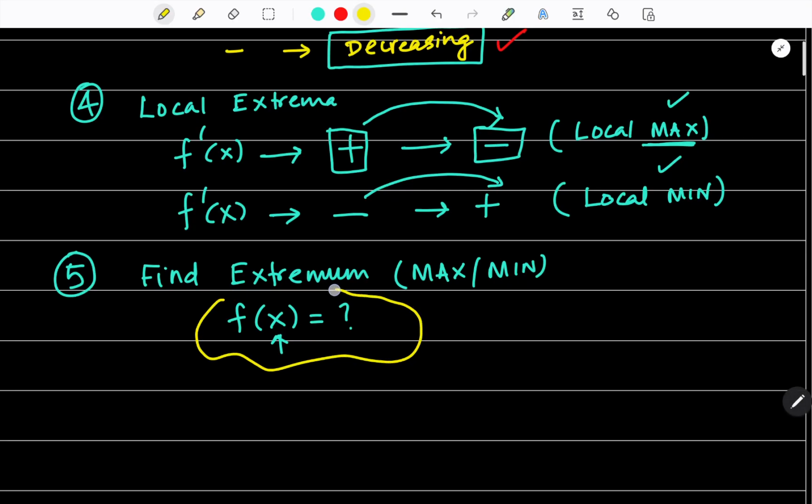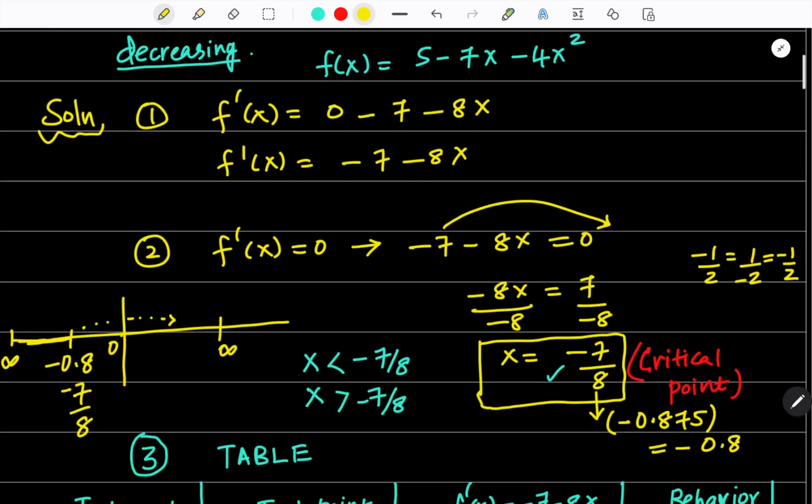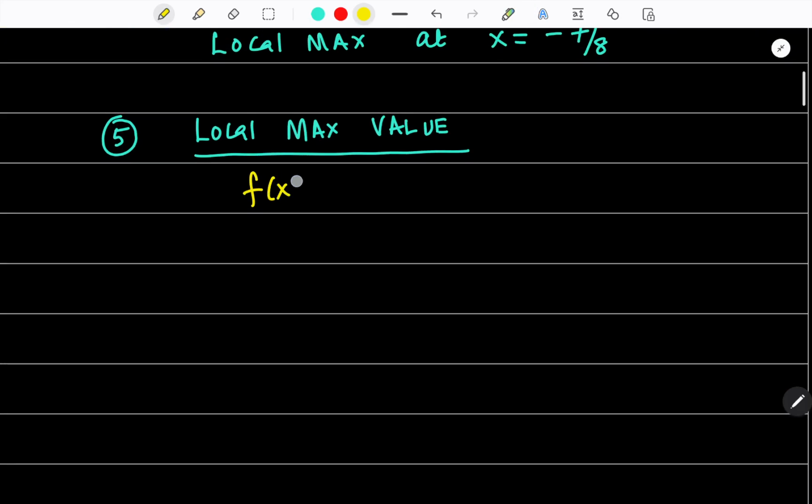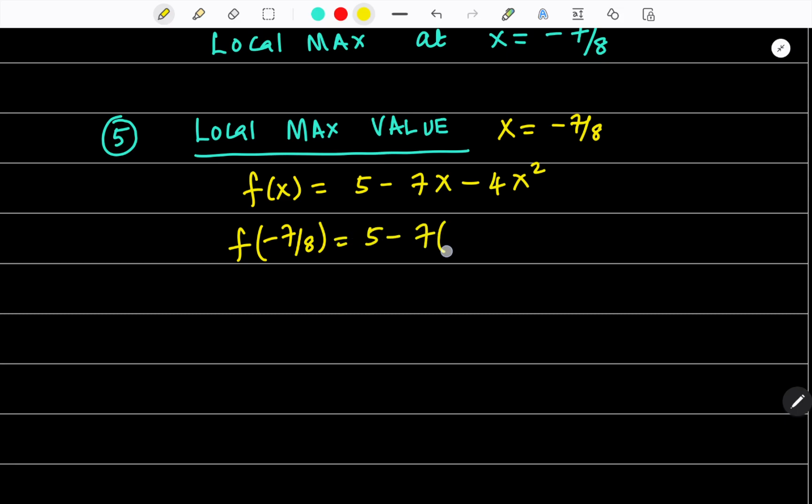I said f of x equals, you are going to find out either max or min. So we are going to put it in the function. Your f of x is equal to 5 minus 7x minus 4x square. So we are going to put x equals negative 7 over 8. So f of negative 7 over 8 is 5 minus 7 times negative 7 over 8 plus 4 times negative 7 over 8, the whole square.